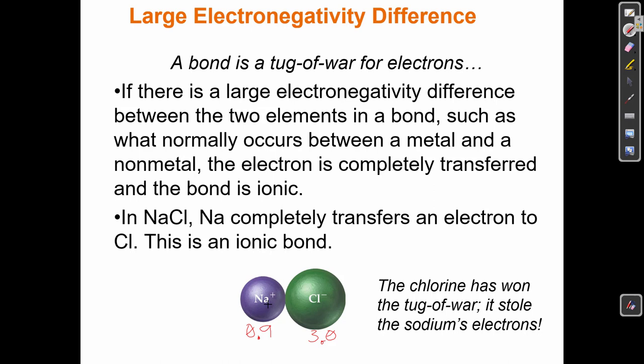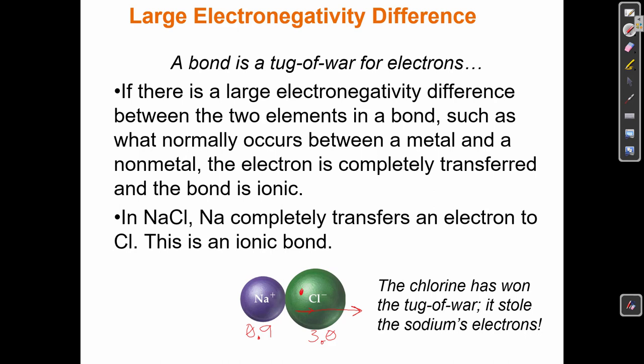So if there was a bond here between these atoms like this, the chlorine is winning this tug of war by a lot. It's more than three times stronger than sodium. So what does that mean if they're both pulling and the chlorine is pulling way, way more than the sodium is? Well, that electron actually gets taken by chlorine. Chlorine just takes it. It's pulling so hard that the sodium can't even hold on to it at all, because sodium is very weak. Most metals have very low electronegativity.